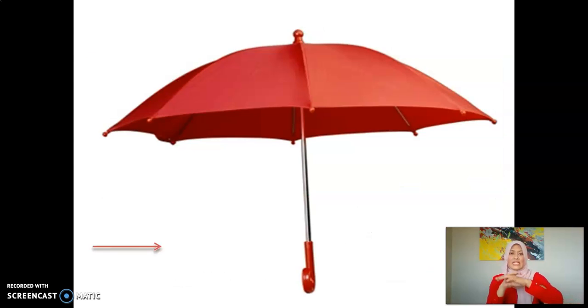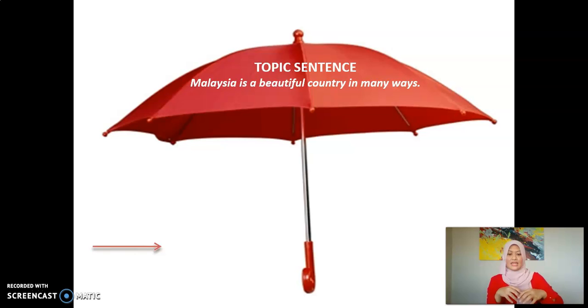So it can be further exemplified in the visualization of a large umbrella. The topic sentence is the umbrella sentence that clusters all your supporting details. So in that particular short paragraph, it was mentioned that Malaysia is a beautiful country in many ways. Why? Malaysia is considered a beautiful country in many ways.